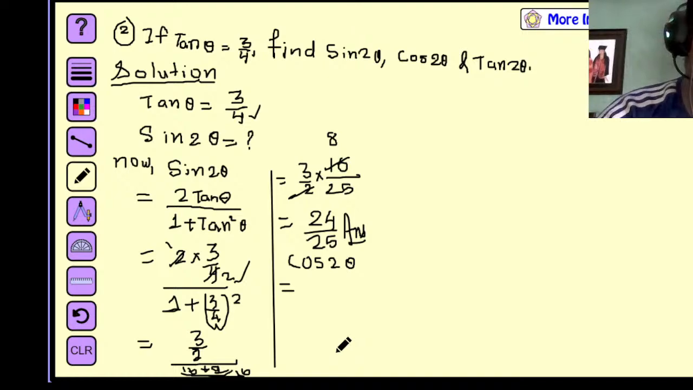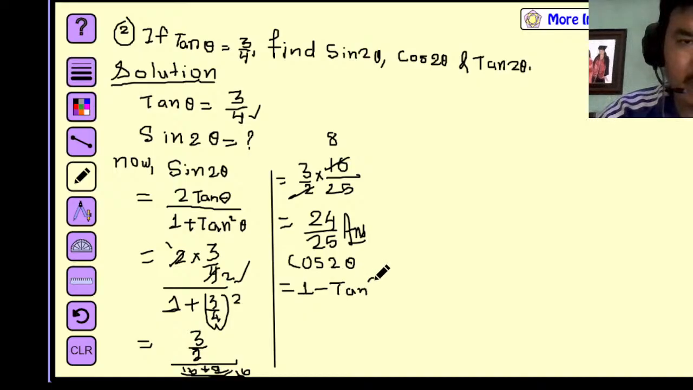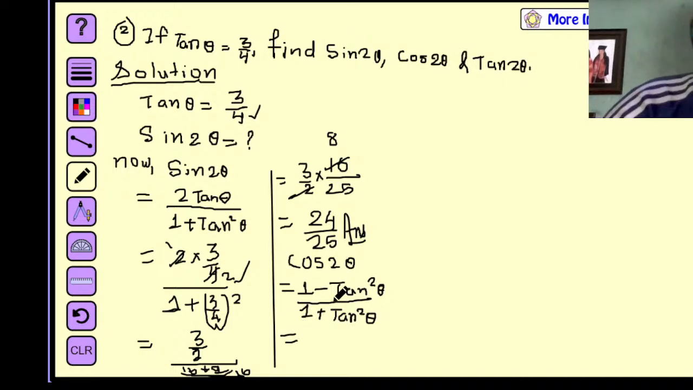What is the value of cos 2 theta in terms of tan? Right here, its formula is 1 minus tan square theta up, and down there will be 1 plus tan square theta. This is the formula of cos 2 theta in terms of tan, right?